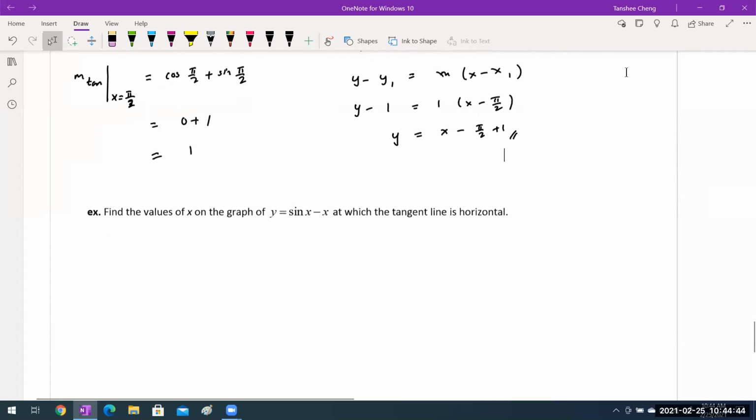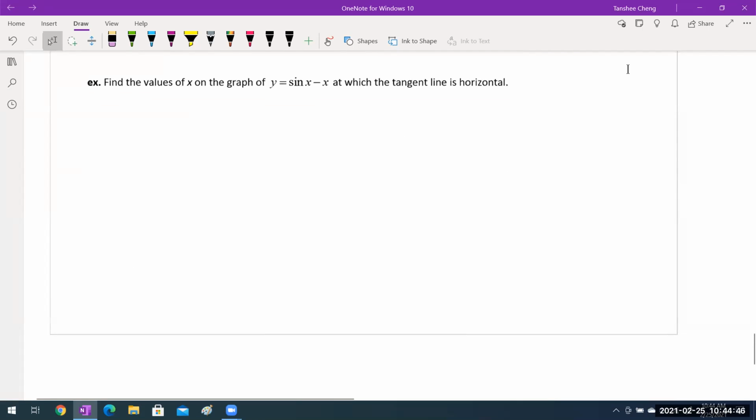And the last example is we want to find the value of x on the graph of the function sine x minus x at which the tangent line is horizontal. So this is not new to us, right? We did this idea before. But this time we have the sine function, a trigonometric function, involved. So simply, let me recall. Let's say this is the graph of the function sine x minus x.